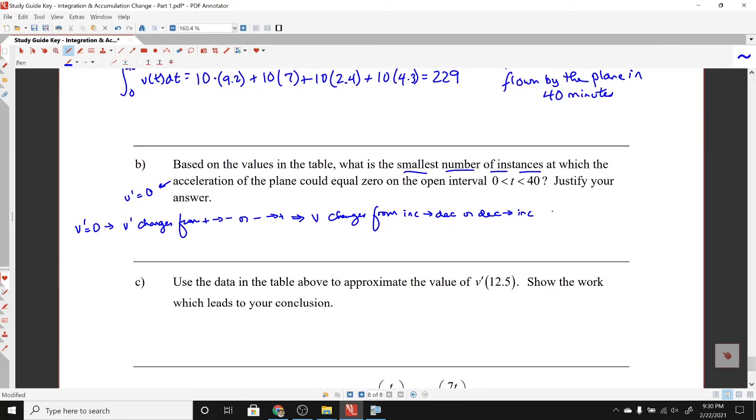So v changes from increasing to decreasing, which happens at least 2 times.